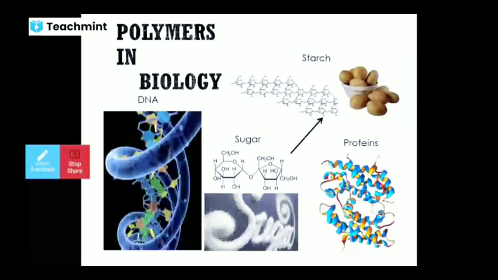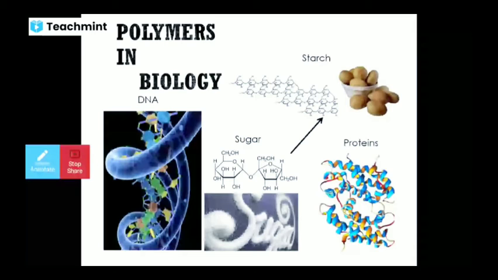Polymers in biology: DNA, sugar, starch, protein. These are the alpha amino acids found in proteins: glycine, alanine, valine, leucine, isoleucine, methionine, proline, phenylalanine, tryptophan, asparagine, glutamine, serine, threonine, tyrosine, cysteine, aspartic acid, glutamic acid, lysine, arginine, histidine.